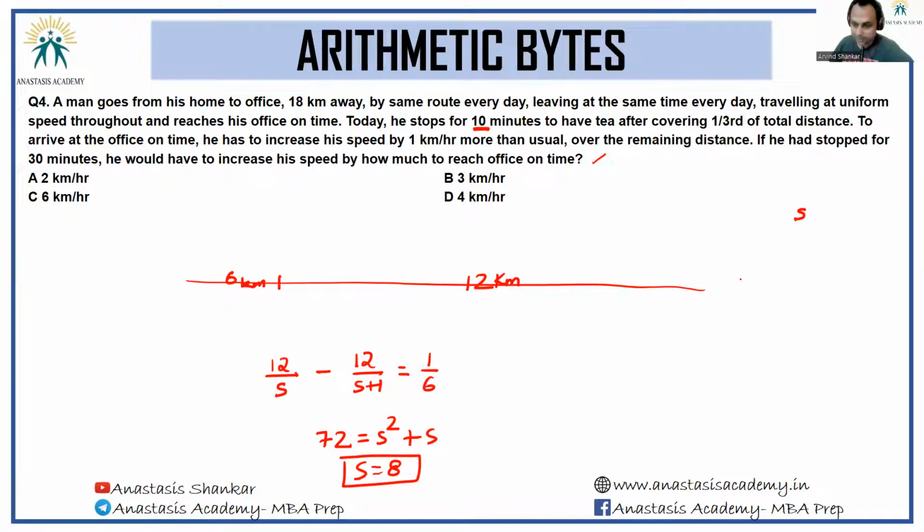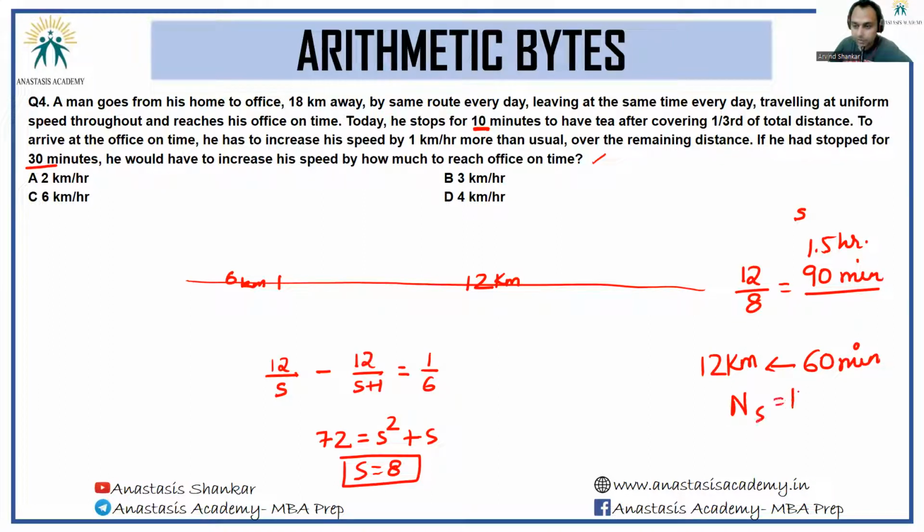If his normal speed is 8, 12 kilometers at the rate of 8, he would take 90 minutes, or 1.5 hours, whatever you choose to call it. Now the question moves on to if he stopped for 30 minutes. So now he has just 60 minutes to cover. How much does he have to cover? He has to cover 12 kilometers. So his new speed should be 12 kmph.